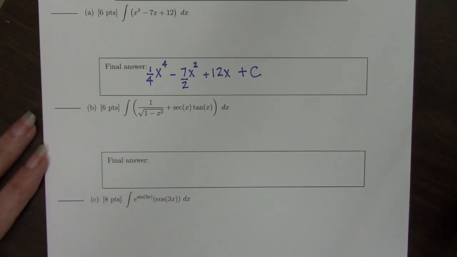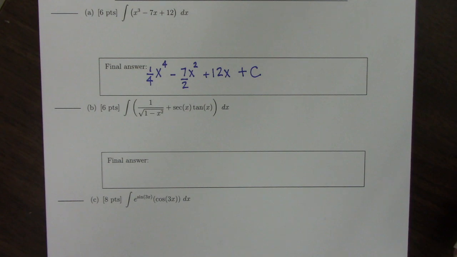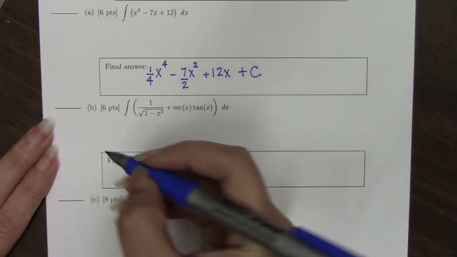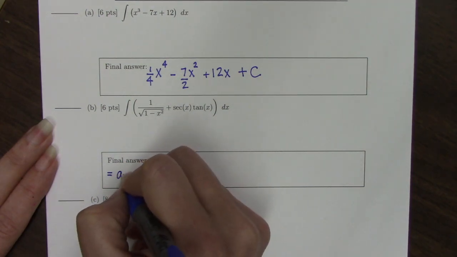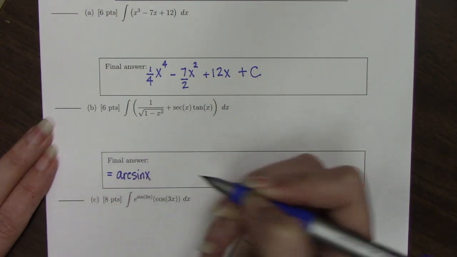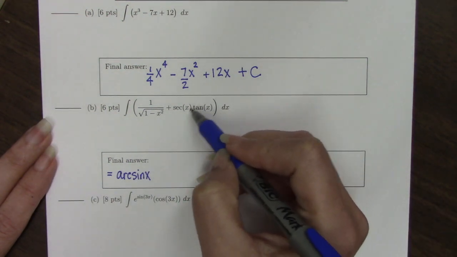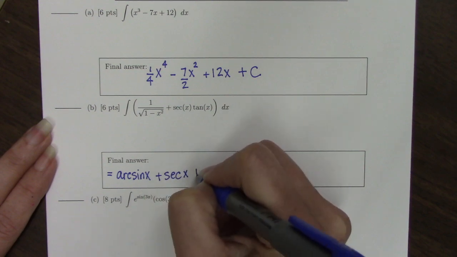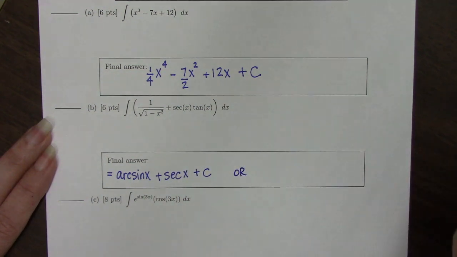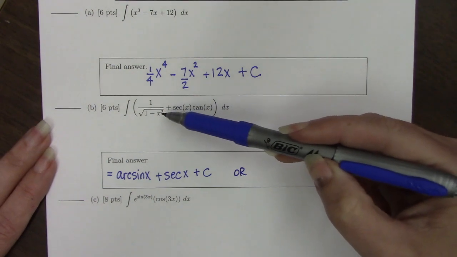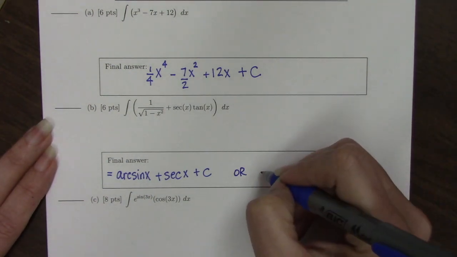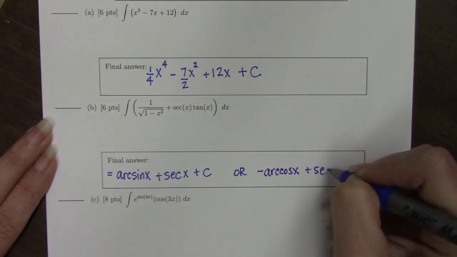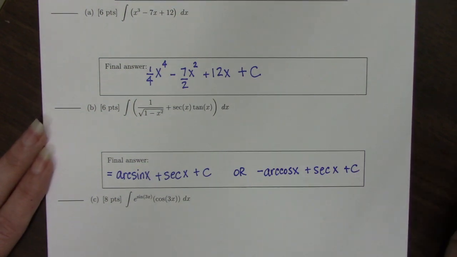The next integral is the sum of two known derivatives. So this is the derivative of arc sine of x, so we can say this is arc sine of x, and this is the derivative of secant x. So plus secant x plus c. However, this is also the derivative of negative arc cosine. So either of these would be acceptable.